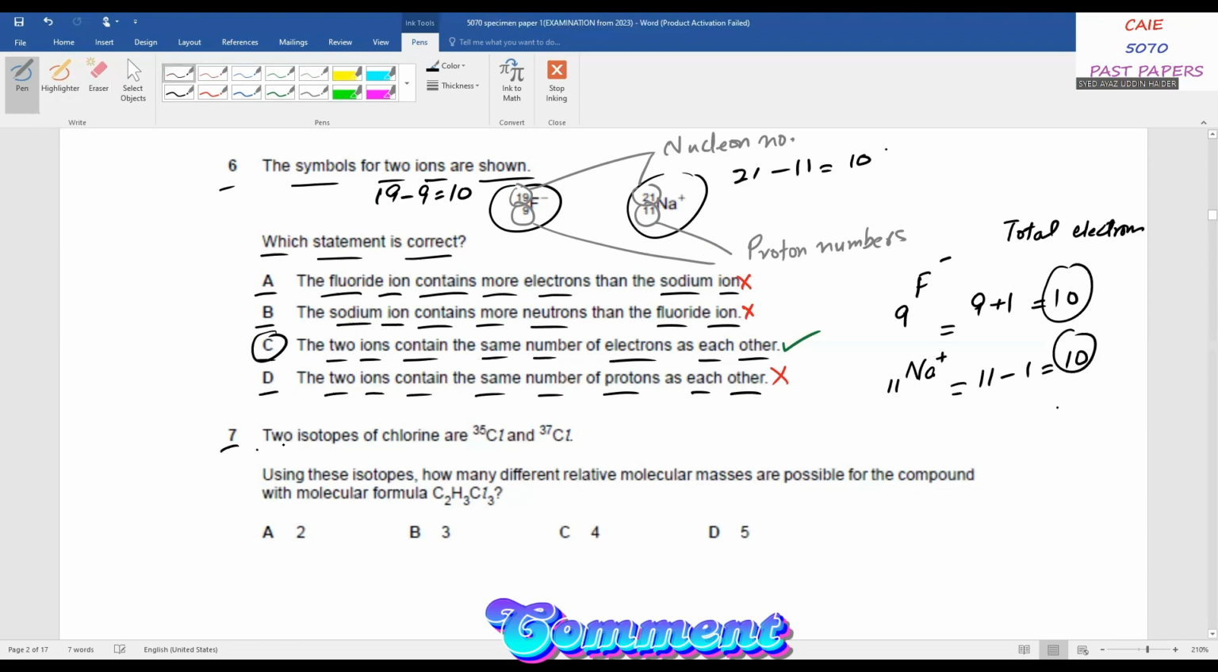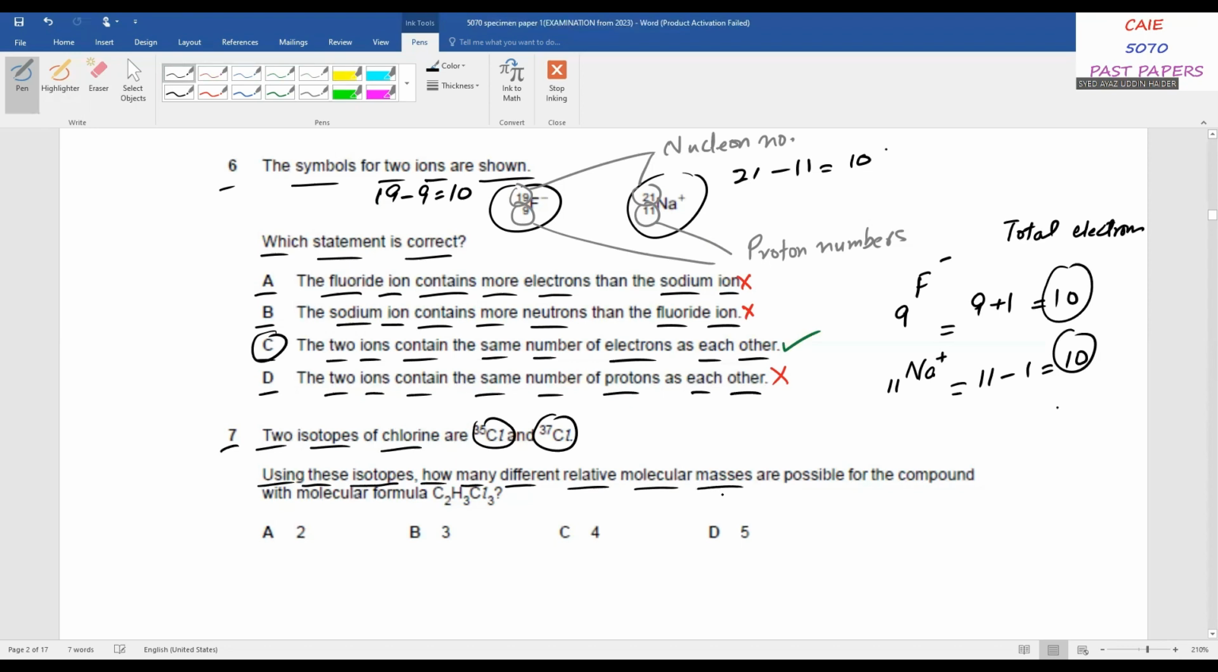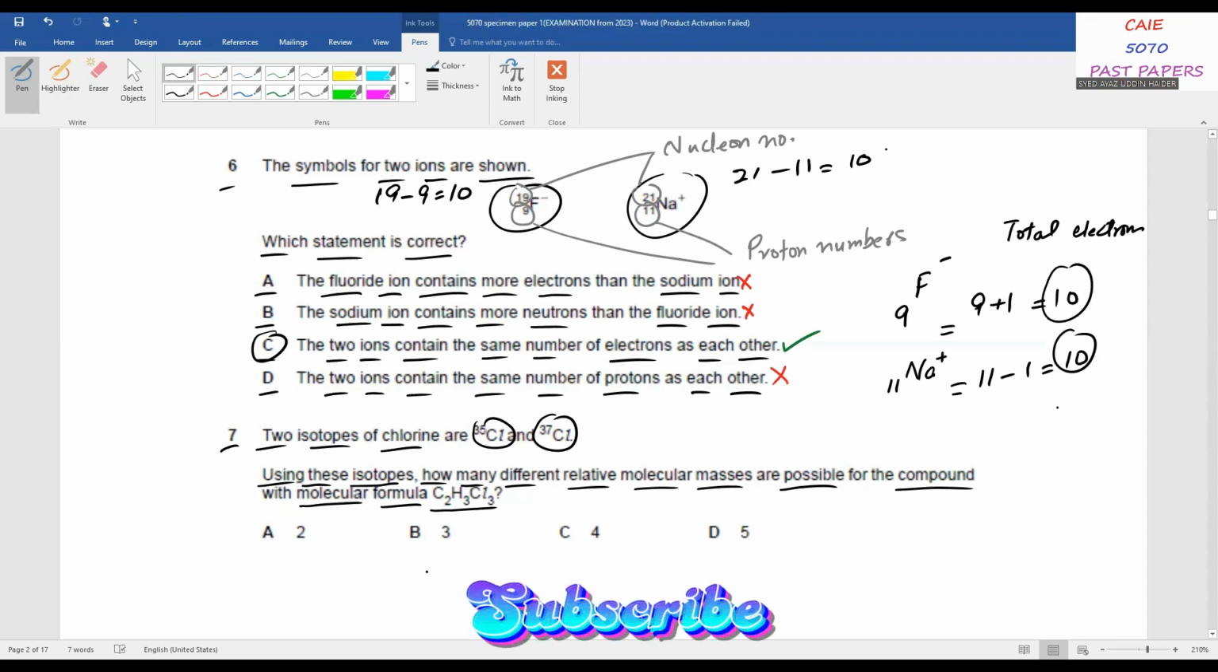Number 7. Two isotopes of chlorine are Cl35 and Cl37. Using these isotopes, how many different relative molecular masses are possible for the compound with molecular formula C2H3Cl3? C2H3Cl3. Now two isotopes are given.